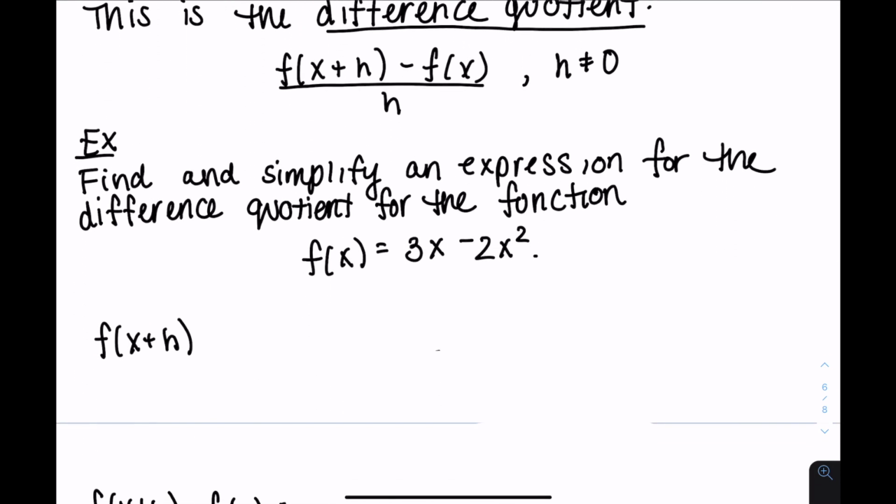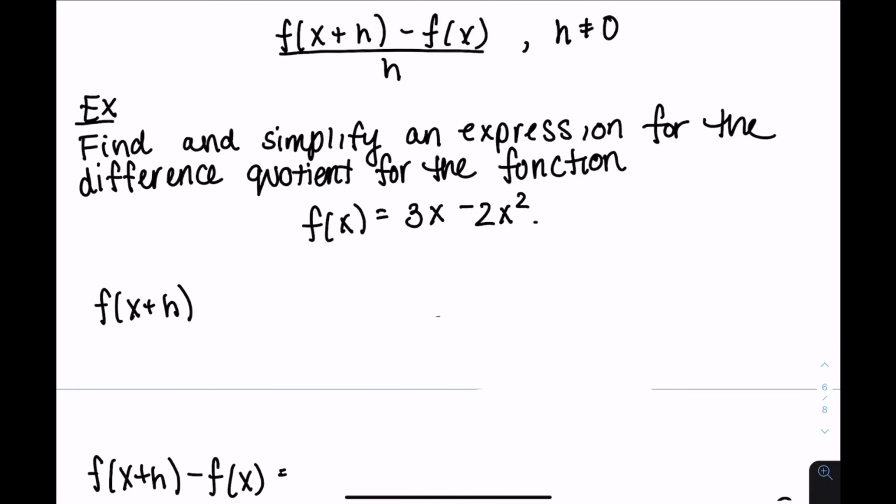Let's find and simplify an expression for the difference quotient for the function that's given, which is 3x minus 2x squared. So you absolutely could just jump into plugging everything in here, but I tend to like to take it step by step instead. So I'm going to find f of x plus h, and then I'll find their difference, and then I'll divide by h. So I don't have to go through and write this gigantic expression every single time.